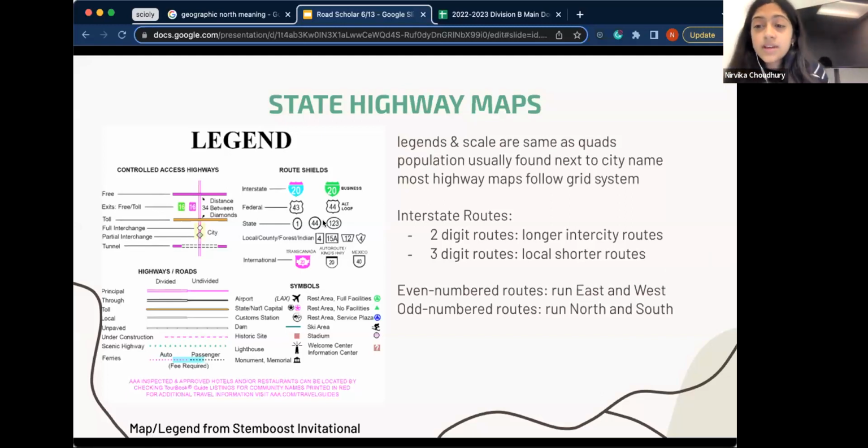And remember, in in-person events, they'll give you actual maps. So everything is very, very small. You need to have a very good eye to identify the Welcome Center, Information Center. It's all on paper, just a big, ginormous map, and you're going to have to look through it. So interstate routes: two-digit routes are longer intercity routes, and three-digit routes are local shorter routes.